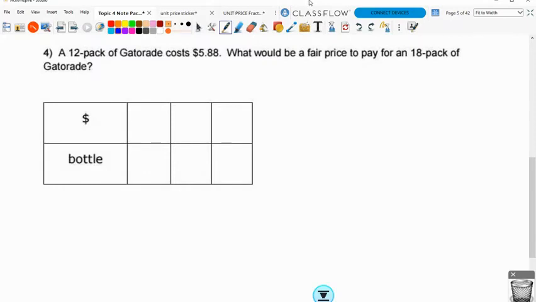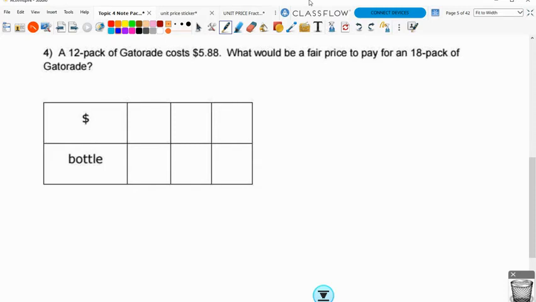If we know the price of an item, we also might want to be able to compare that to the same brand, but for a different amount. And so we want to know what a fair price would be. In that example, a 12-pack of Gatorade costs $5.88. So what would be a fair price to pay if you bought an 18-pack of Gatorade? So we're going to use our ratio table to figure out the unit price and then be able to figure out what the cost of an 18-pack would be.